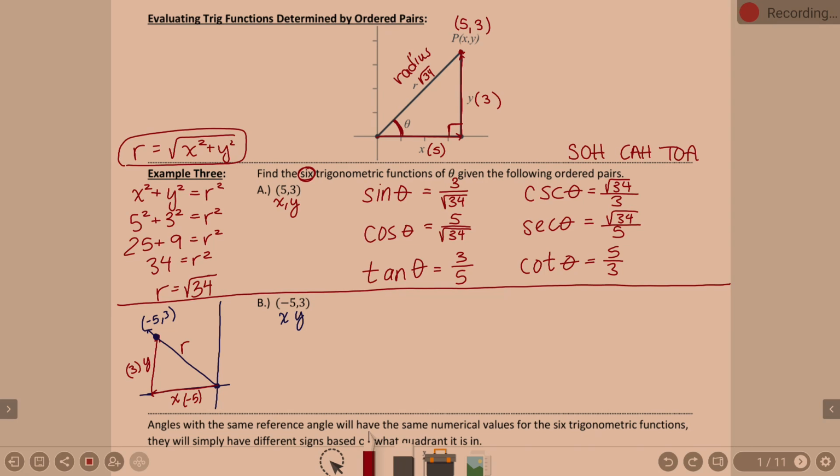What about a radius? Is it going to be the same? Yeah, because when you put that -5 into the Pythagorean theorem or the formula I put for radius, you're going to square it. That's the first thing you're going to do. And so it's going to work just the same. So this r is still square root of 34. Okay, with that in mind, what changes here?